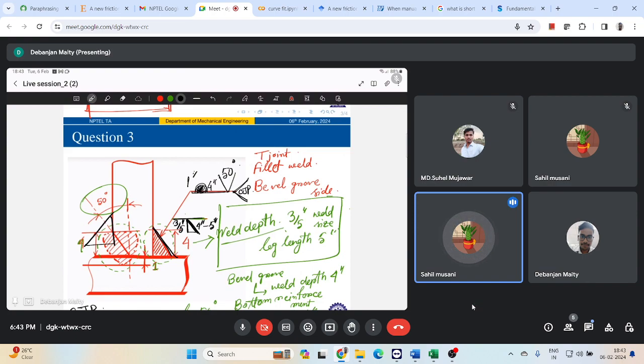And above, the second operation, single V, flare bevel, a type of single bevel. So I've talked about a single bevel, not a flare bevel over here. For a flare bevel, there is a different symbol. In terms of weld representation, this is a little bit similar for a flare bevel and a normal single bevel. Correct. Okay, thank you.